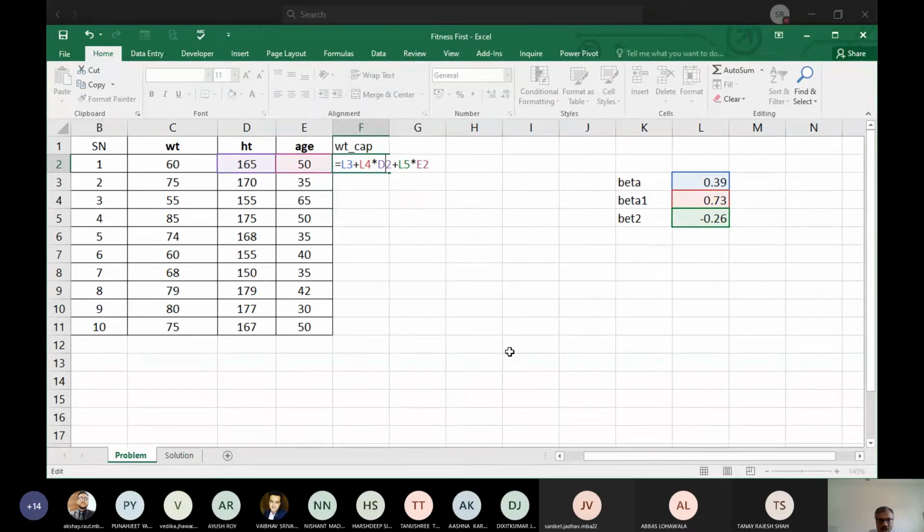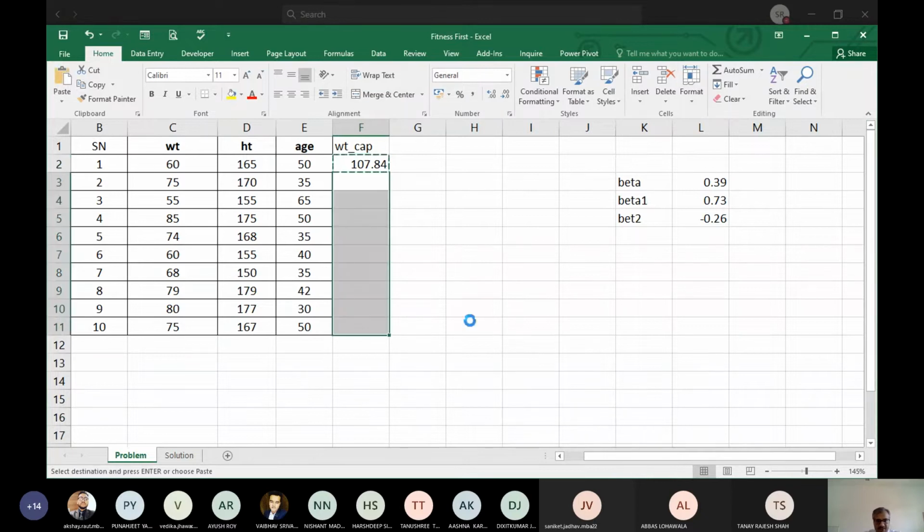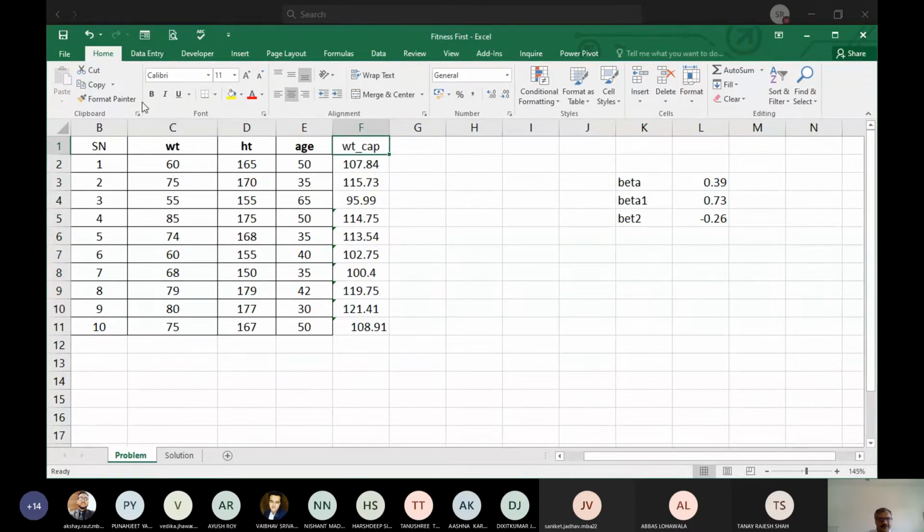Because I have to keep the values of this L4 constant, I have to go for absolute referencing so that when I drag it, this should not change. My Excel has got some problem, but I think I'll be able to survive. This is the estimated value. This is the value which I have got by dragging. My dragging option is not working. We use too many things and get trouble. So this is what I have got.